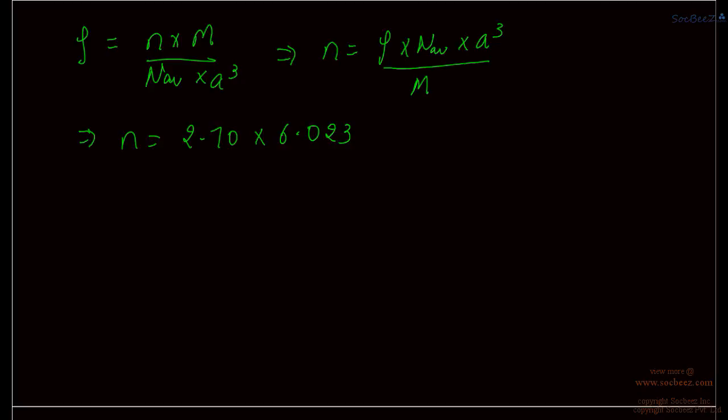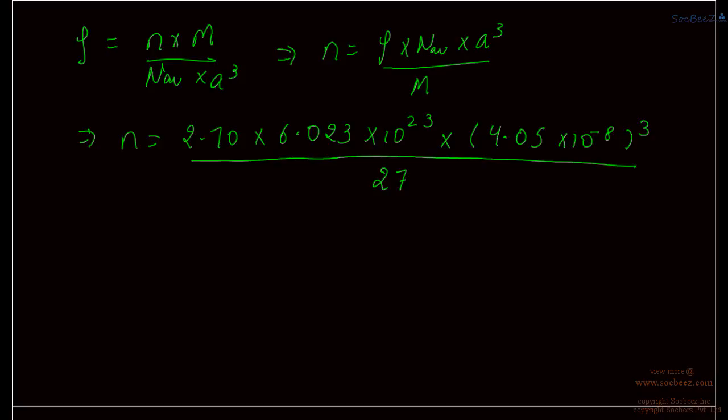So from here N equals 2.70 into 6.023 into 10 raised to the power 23. Edge length is given to us as 405 picometers. So converting in centimeter, we get 4.05 into 10 raised to the power minus 8, cubed. We have converted 405 picometer as 4.05 into 10 raised to the power minus 8 centimeter. So 4 cubed upon 27, because the density was given to us as 2.70 gram per centimeter cube. Therefore, every unit has to be converted to grams and centimeters. So from here, the value of N comes out to be almost equal to 4.